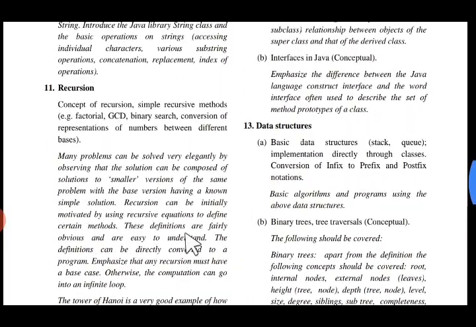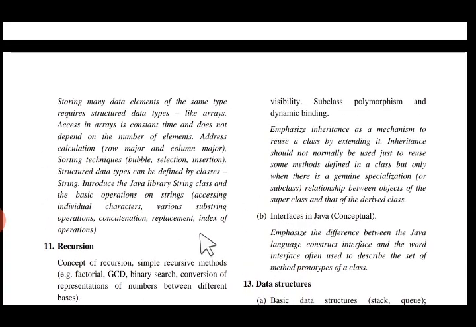After that we have protected visibility. As we all know, protected is very critical, or important, to inheritance. And then subclass, polymorphism, and dynamic binding. Emphasize inheritance as a mechanism to reuse a class by extending it.